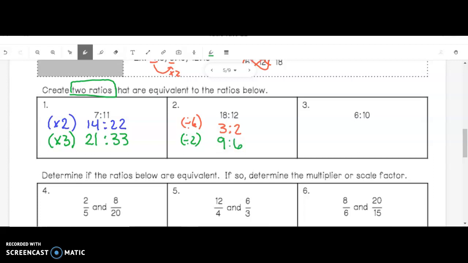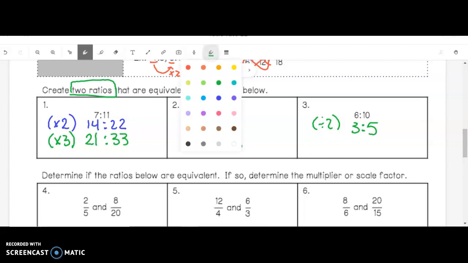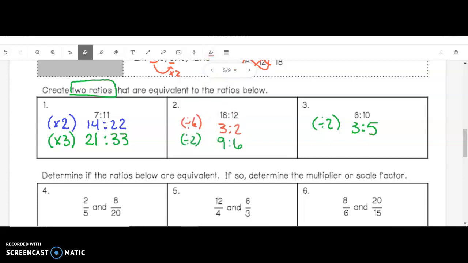Easy enough. And number 3, I think I'm going to simplify that. They're both even numbers, so I know I can divide by 2. 6 divided by 2 is 3. 10 divided by 2 is 5. So I simplified the ratio that was 6 to 10 to a simpler form, 3 to 5. It's the same value, the only thing is the numbers got smaller. And let's see, so I simplified it to 3 to 5.